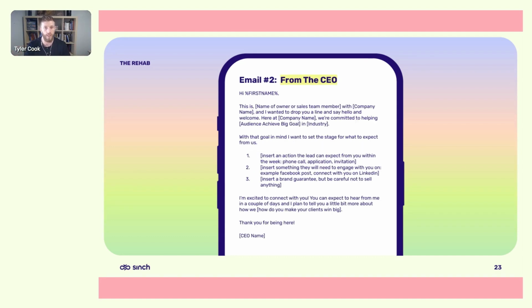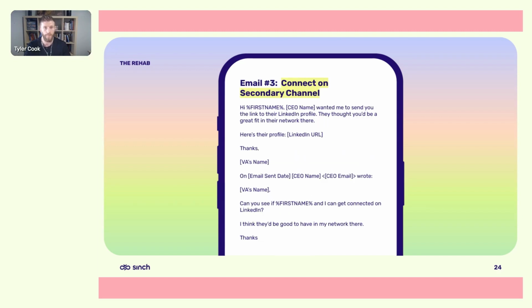Email number 2 is a message from the CEO where you're establishing those expectations right here. This is the key piece, the 1, 2, and 3, where you're telling them exactly what to expect, how many emails, something that they can engage on, and then a reminder of the brand guarantee. What are you looking for them to do, as a reminder that eventually you're going to ask them to buy something, right? Email 3, connecting on a secondary channel. Now, I found that this is somewhat unique to my strategies here.